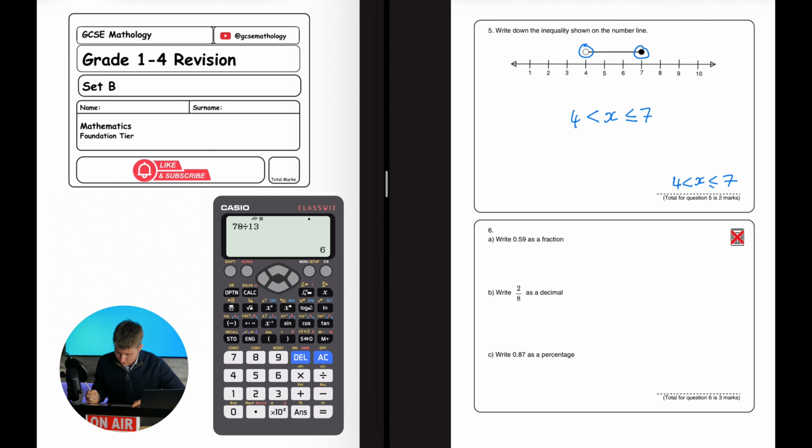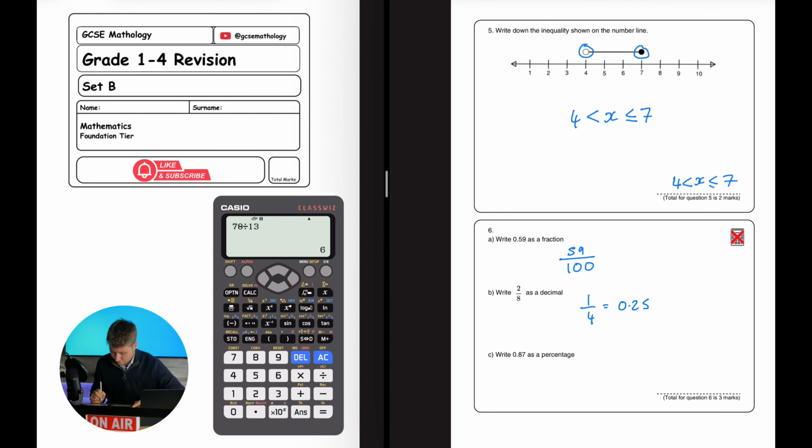Question 6 says, write down 0.59 as a fraction. To write this as a fraction, we multiply by 100, which gives us 59, and then put it out of 100. So this is 59 over 100. Part B says write 2/8 as a decimal. So 2/8 can be simplified to give us 1 over 4, and a quarter is 0.25.